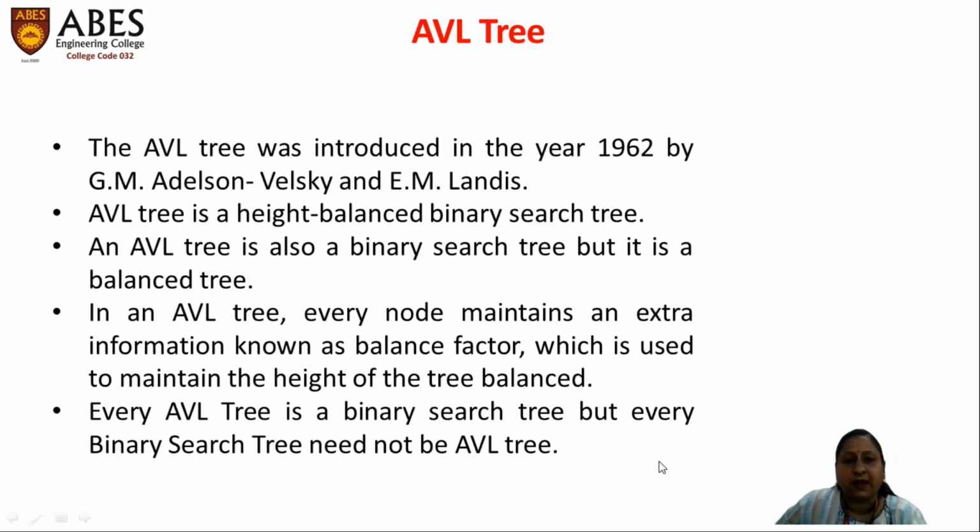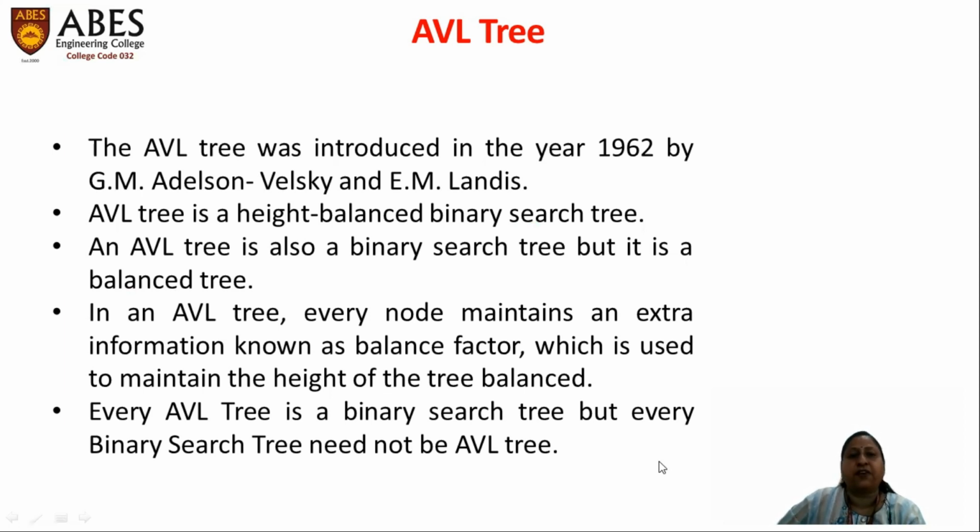What is the property of binary search tree? That every left node should have a lesser value than the root, while the right node should always have a greater value than the root. But if the binary search tree is a balanced tree, then it is said to be an AVL tree. Balance in an AVL tree is determined by the balance factor.